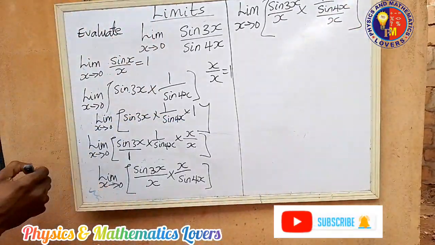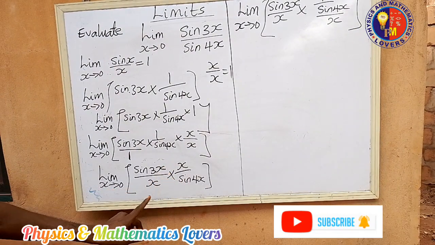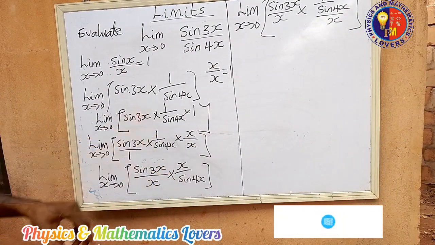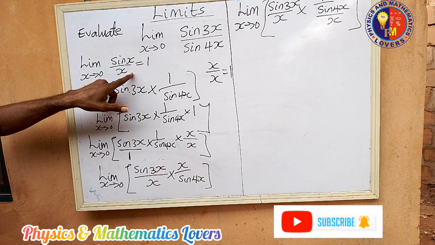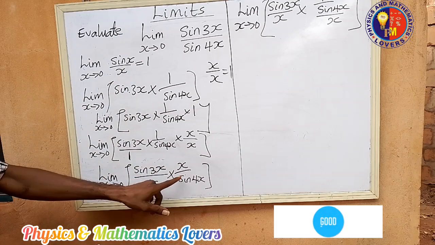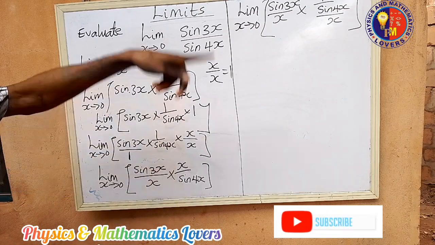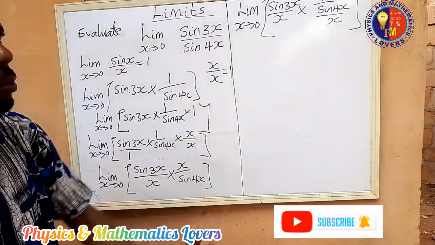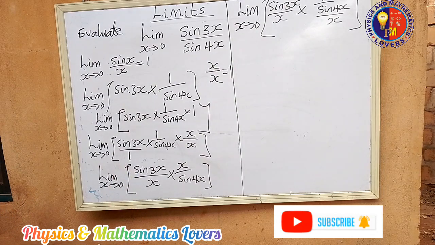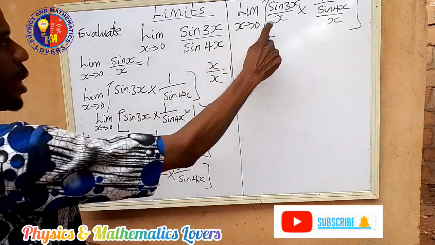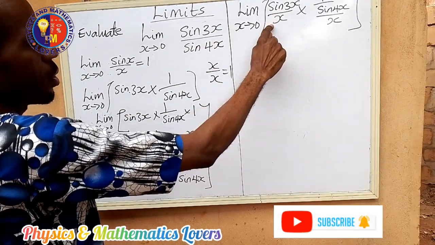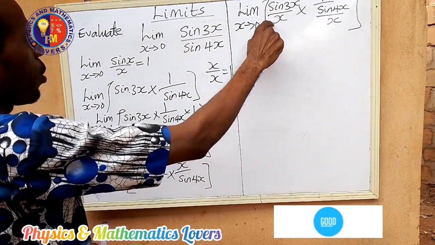So to transform this now, to make sure that it takes the form of our general identity, we have to take the reciprocal so that this sine 4x will come up. At this point, you can carry out another manipulation. What do I have to do? I want to make sure that this x now must have this 3x, so that at the end of the day we can quickly use this identity.